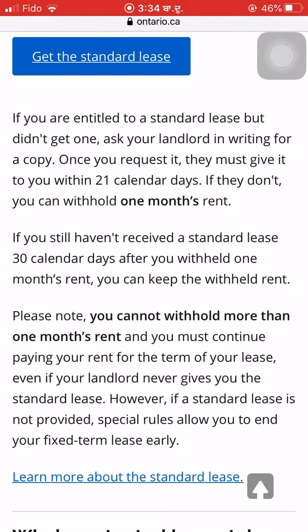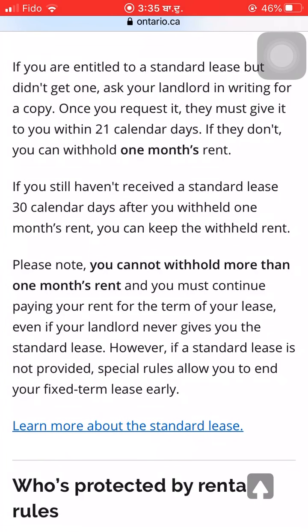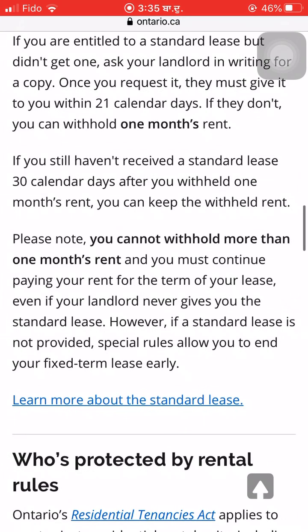If they don't give it to you, then you can withhold 1 month's rent. It's your right, there's no problem in doing so. If they are harassing you, you can do this also. If you still haven't received a standard lease 30 calendar days after you withheld 1 month's rent, you can keep the withheld rent. So if you haven't paid the rent yet, you can withhold it, and if even after 30 days they don't give you the lease, you can keep that rent with you. You don't have to give that rent to the landlord or landlady because they have harassed you.